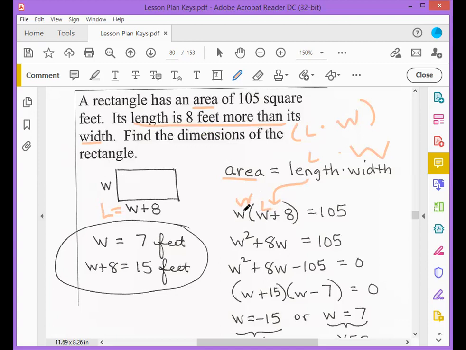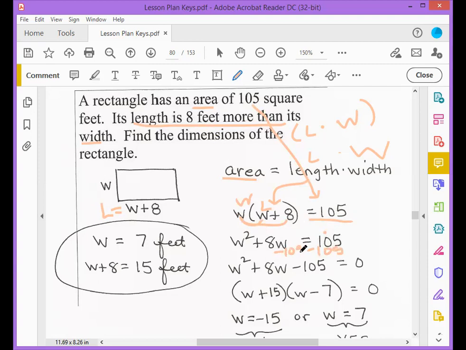So we have W outside parentheses and W plus 8 in parentheses we need to distribute here. That area is equal to 105. We were given 105 in the direction. So distributing W plus W will get W squared. W times 8 will get 8W equals 105. We're going to carry this 105 to the left. We're going to subtract 105 from both sides of this equation.